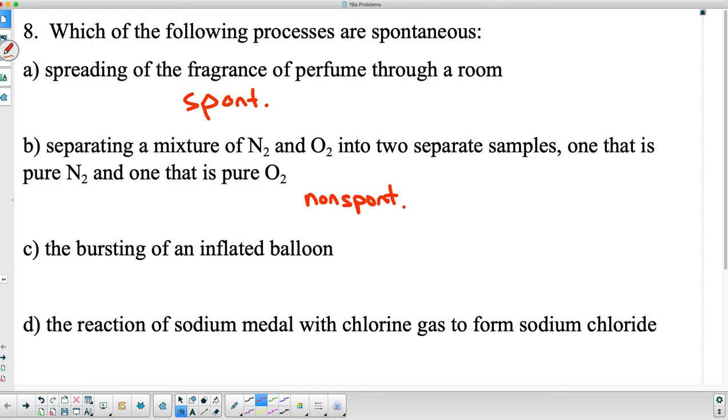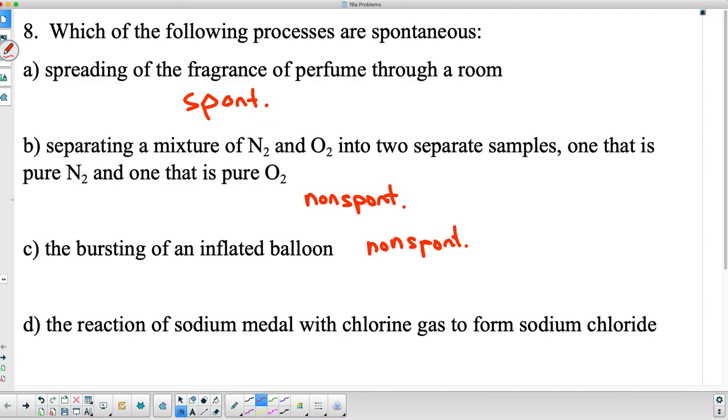Bursting of an inflatable balloon. This one's a little bit more difficult to understand, more complex, because at some point, if you leave a rubber balloon in a room, eventually the rubber will fail and the balloon will deflate or burst, but usually it takes outside intervention before the rubber fails on its own. So I would say this is also a non-spontaneous situation. But I understand the argument for saying that it could be spontaneous, just taking a long time to happen.